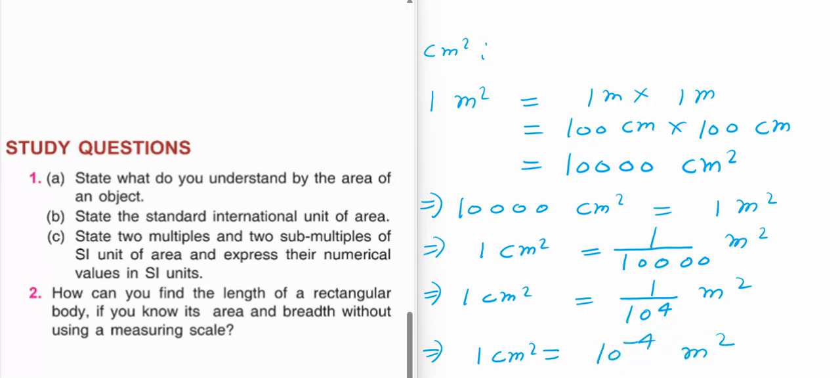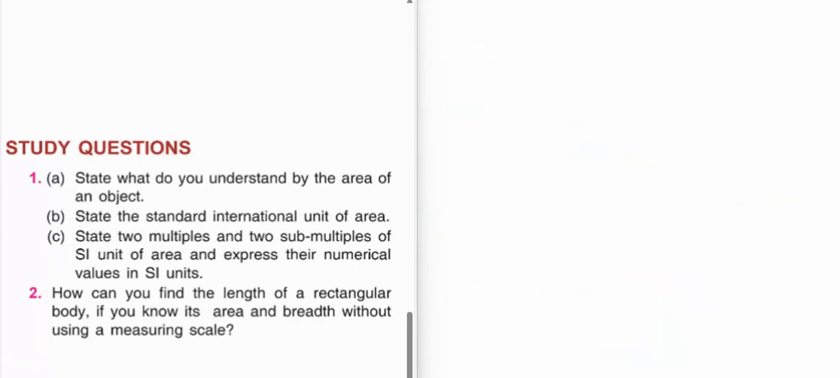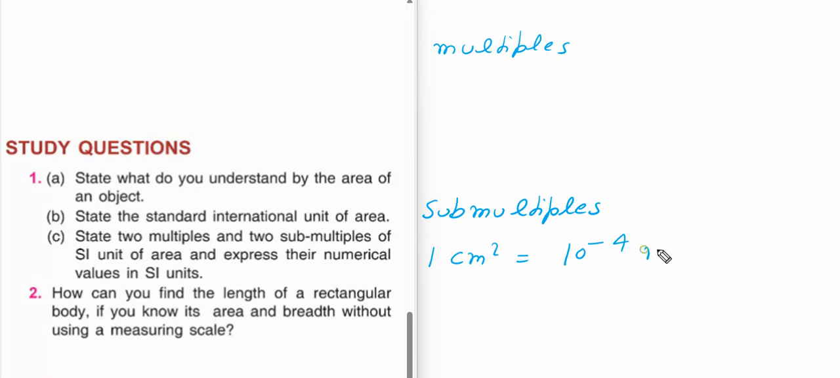Finally, I hope the concept is clear. Dear children, finally, I have written multiples and submultiples. In submultiples, I have written 1 centimeter square equals 10 raised to the power minus 4 meter square, and 1 millimeter square equals 10 raised to the power minus 6 meter square.